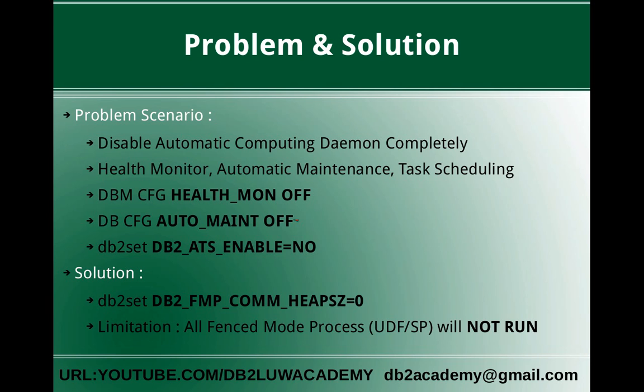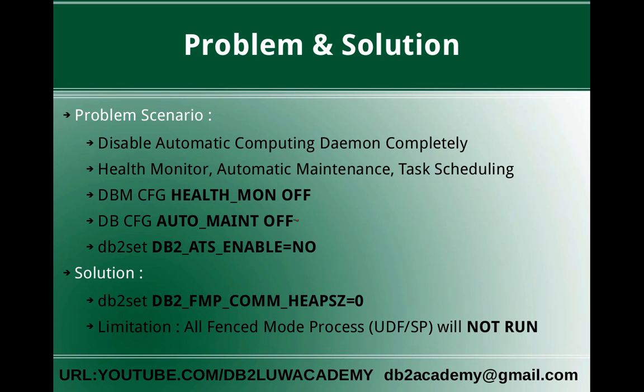The next one is the db cfg level parameter auto_maint. You can set it off or on. It talks about the automatic maintenance of the database at a database level. You can run reorg, runstats, real-time statistics collection, and database backup. All these things can be configured with maintenance policies so that they automatically run. They also use this automatic maintenance functionality, which uses the automatic computing daemon to implement that.